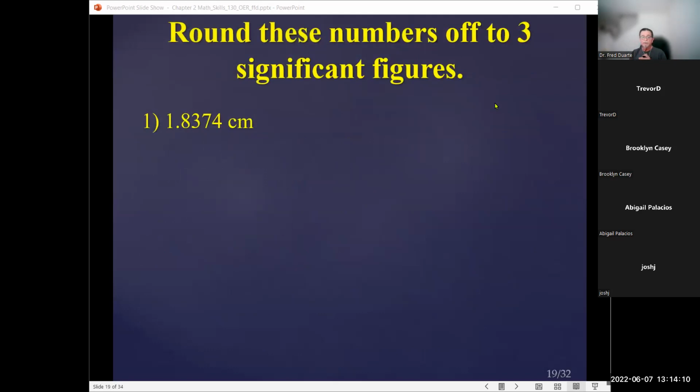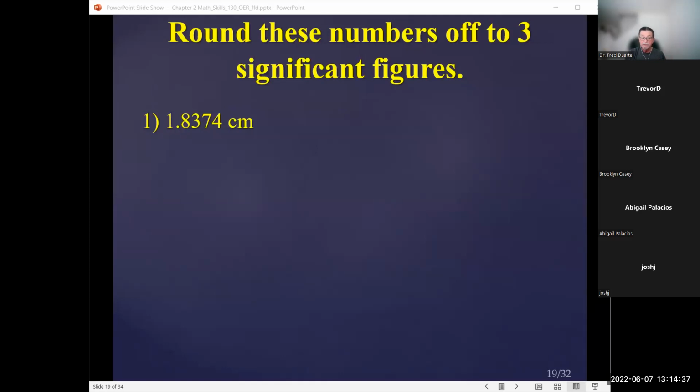All right, so let's do some examples. The question states, and an important part here in these questions is to make sure you read the question correctly and understand what the question is asking, okay? It's saying here, round these numbers off to three sig figs. Okay? So your answer should have three sig figs.